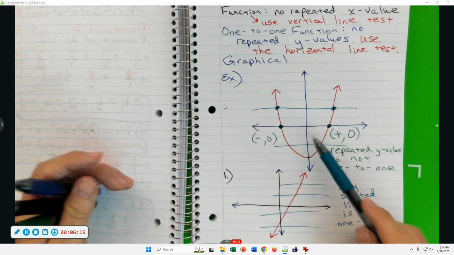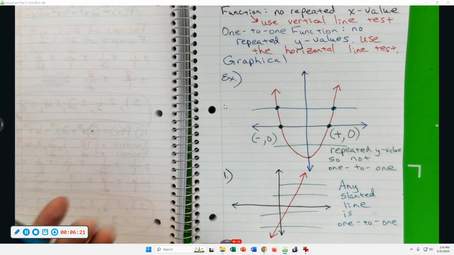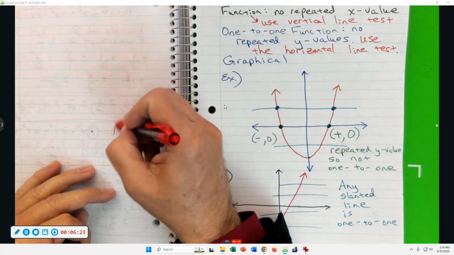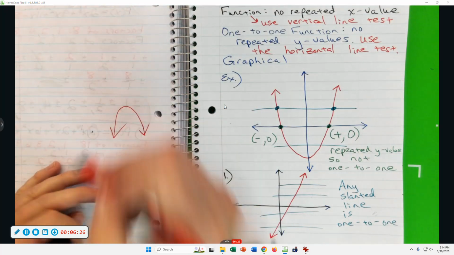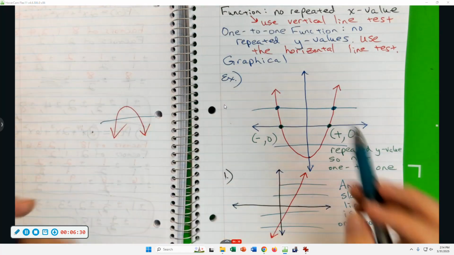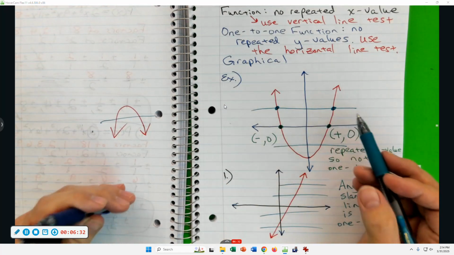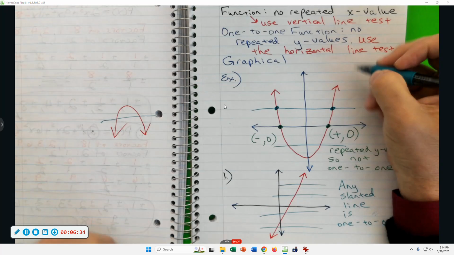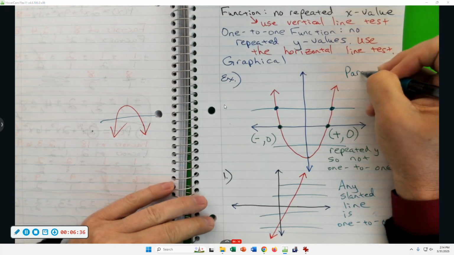What about a parabola? Suppose the parabola had been opening downward. Would it be 1-to-1? No, it doesn't matter. Quadratic functions are not 1-to-1. So I think I'll say parabolas are not 1-to-1.